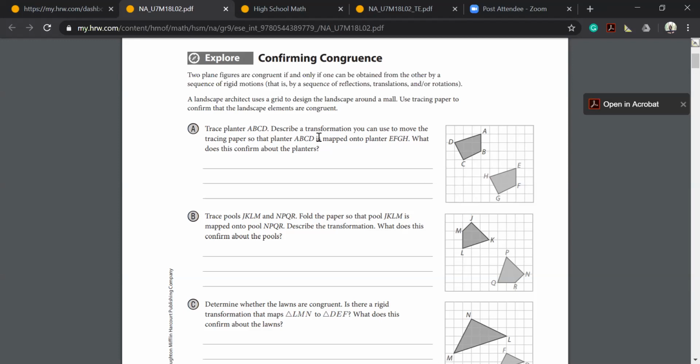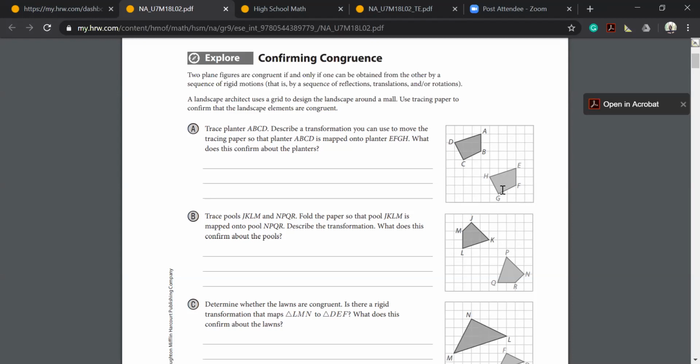Trace planter ABCD, describe a transformation you can use to move the tracing paper so that planter ABCD is mapped onto this planter. Most of the lesson today is going to be to prove that two figures are congruent. You have to tell me, is there a sequence of transformations, rotation or reflection or translation, that I can do so that I can get one figure from the other? Can you try to tell me what happened for ABCD to obtain EFGH? Did we do rotation? Did we do reflection? Or did we do translation? Or did we do one of each?